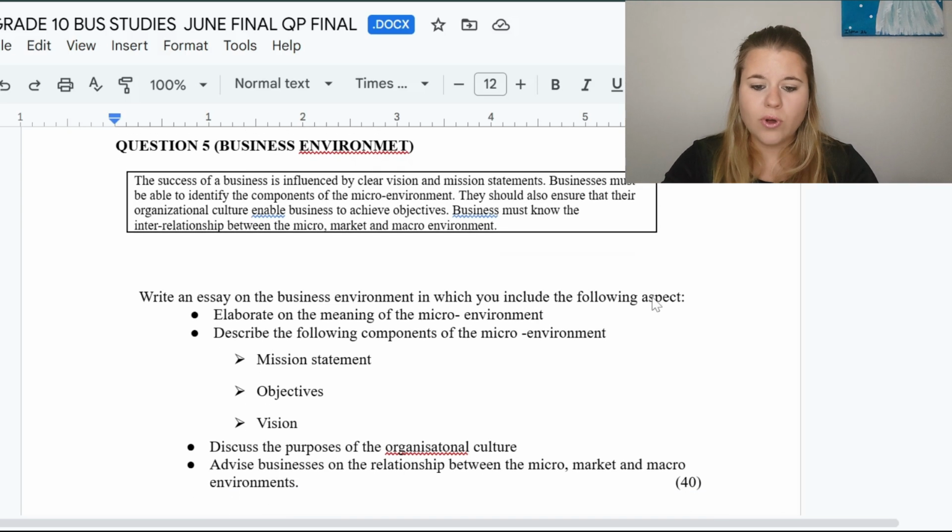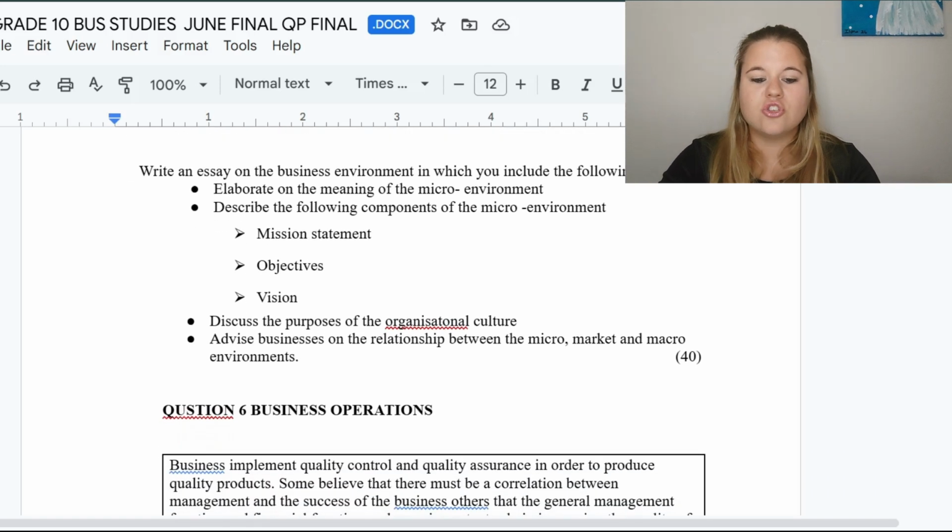So, question 5, again, look at the heading, business environment. Spelled a little bit wrong, that is my bad. All right, so write an essay on the following, the meaning of microenvironments. Then you're describing the following components. After that, you're looking at the purpose of the organizational culture, and then the relationship between micro, macro, and market. Can you see it is only about those chapters?